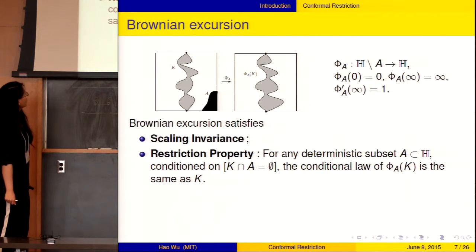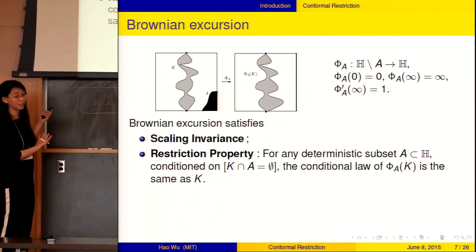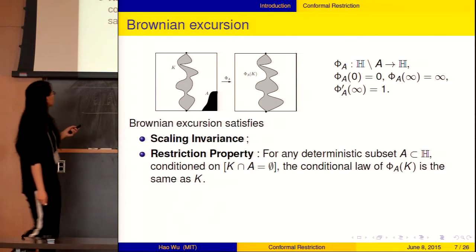So we want to define a random measure that satisfies both scaling invariance and the restriction property. First of all, we know that at least the Brownian excursion satisfies such a property. And our next question is, what other random measures have these two properties?